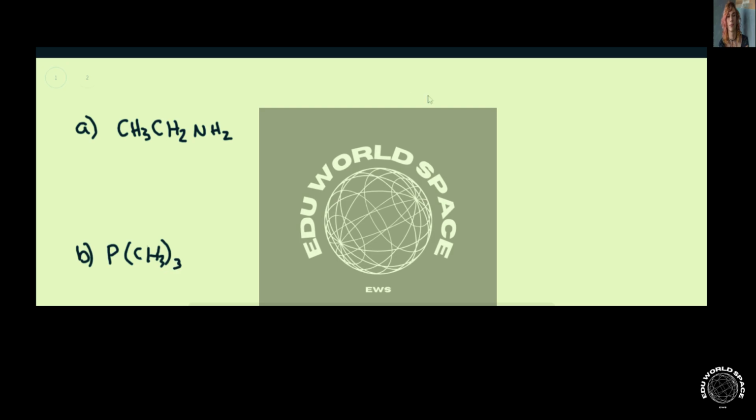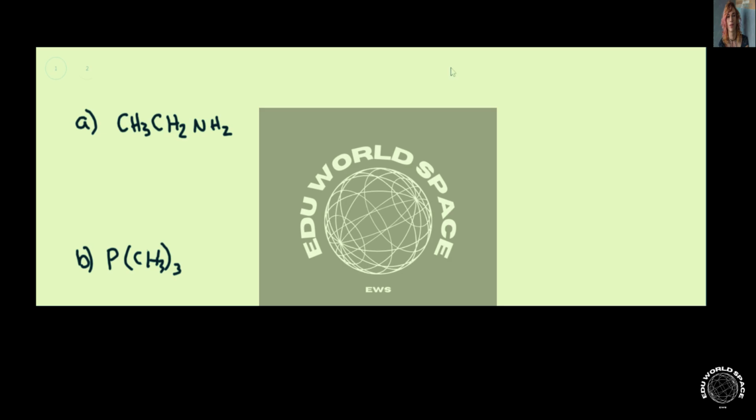This question asks us to draw the Lewis structure of each of the four-part series and indicate what type of ligand each molecule is going to be. So first we'll start with part A, which is an ethylamine. Now, a Lewis structure is a representation of the valence shell electrons in a molecule.